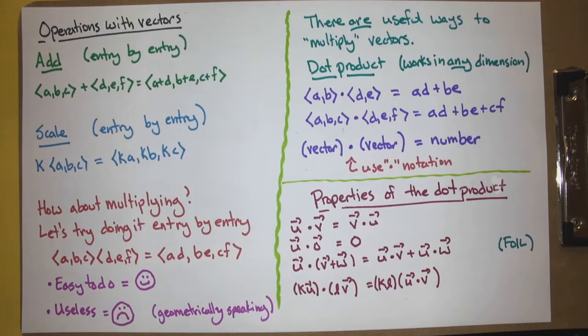Well, turns out there are still useful ways to multiply vectors. And we're going to talk about the dot product. And make a side note here: this works in any dimension. Now, it starts off in a similar way. When we talk about the dot product of two vectors, we still multiply the first entries together, and we still multiply the second entries, and we still multiply the third entries, however many entries we have. But now, instead of forming a new vector, we get a number.